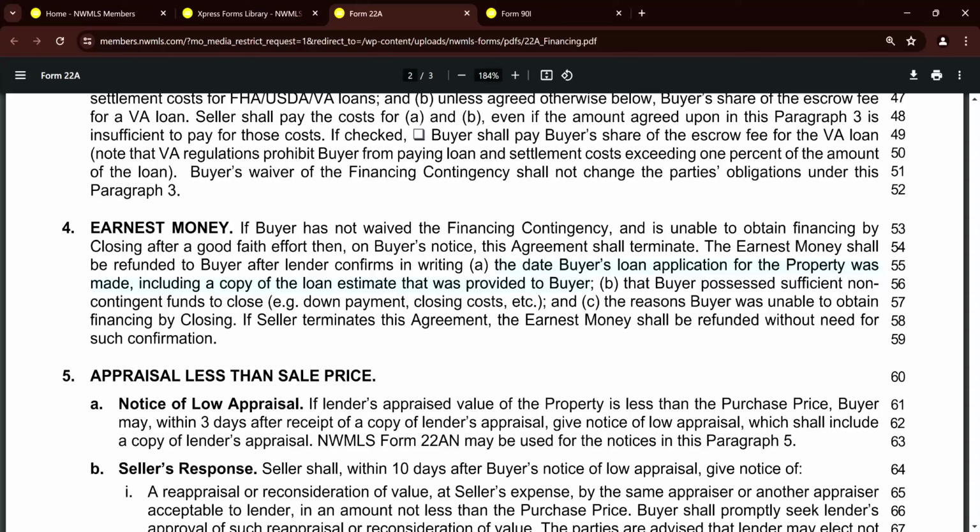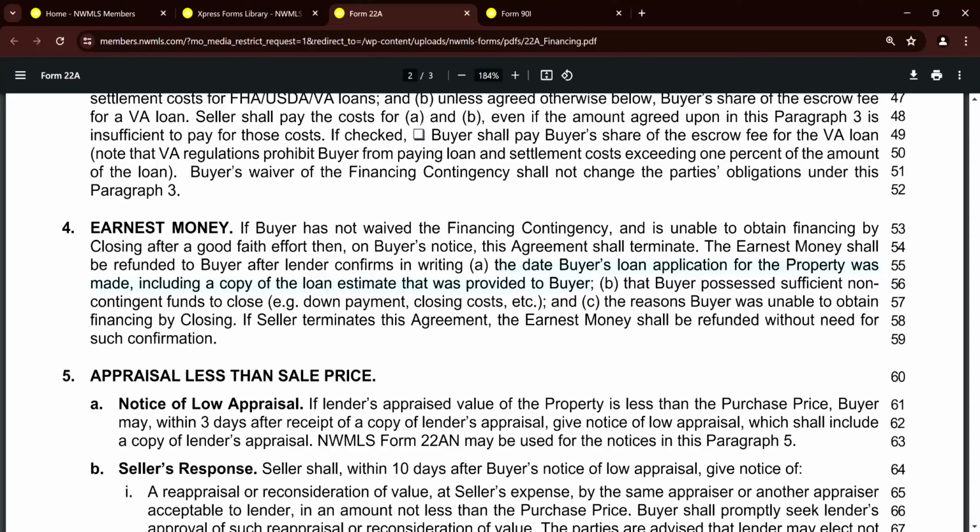All right, so your buyer has made the loan application on time. They made it in 3 days, so they've already done their loan app. And they have done everything right.